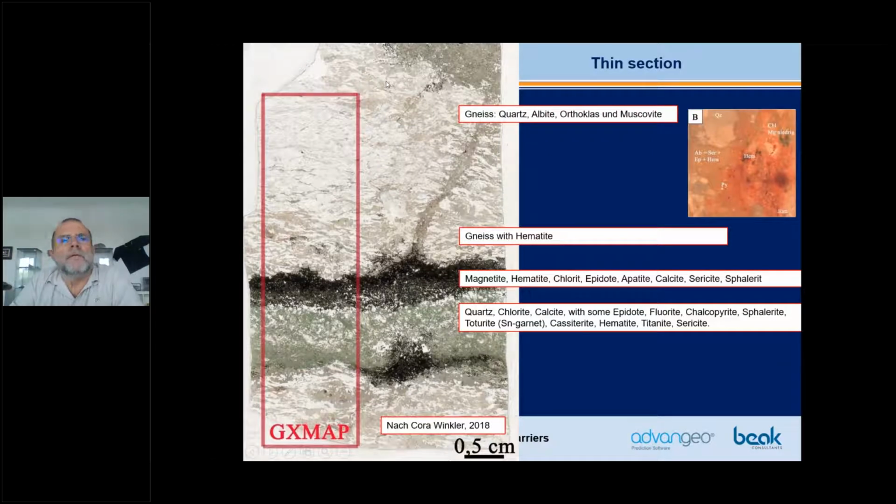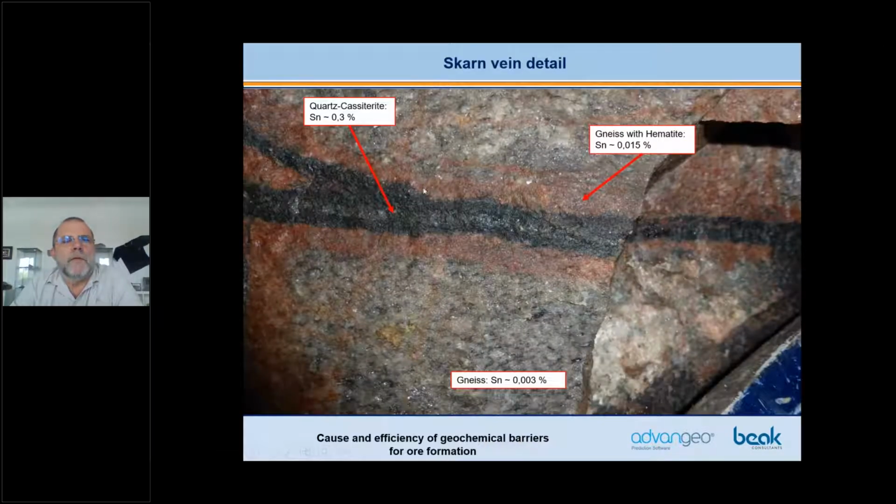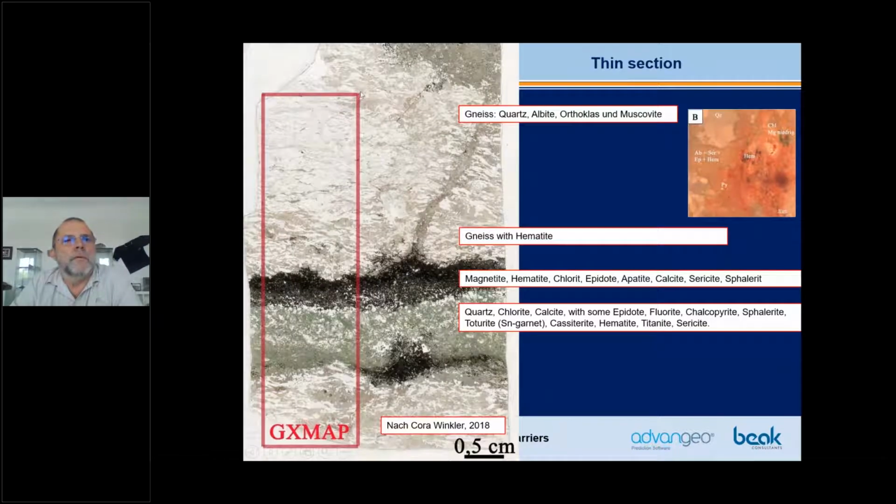Going further down to investigate this little vein here, we can have a thin section. We investigate the mineralogical composition. So the central vein is composed of quartz, chlorite, calcite, with some epidote, fluorite, of course, chalcopyrite, the tin garnet, cassiterite, hematite, and mica. Here we have mainly the magnetite, hematite. This is this reddish rim. This is gneiss with hematite. And here's a normal gneiss composed of albite, oligoclase, muscovite, and quartz.